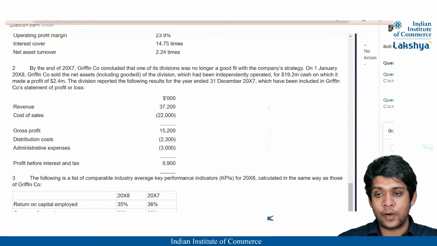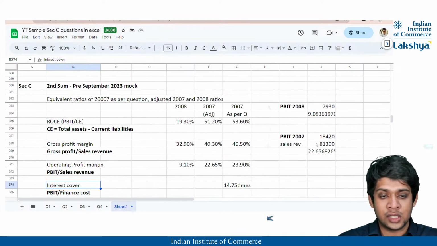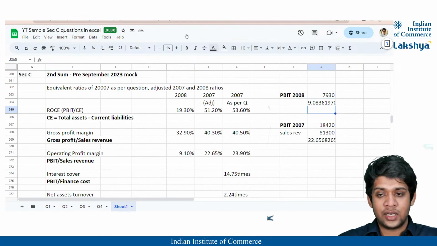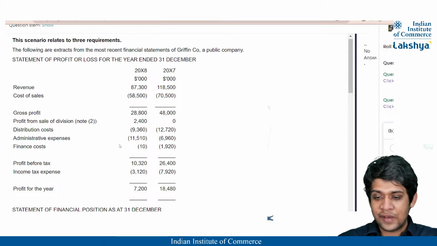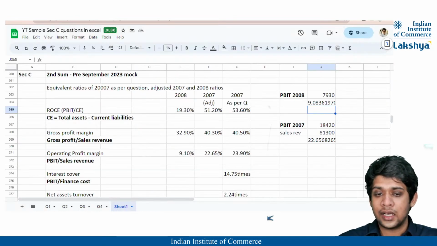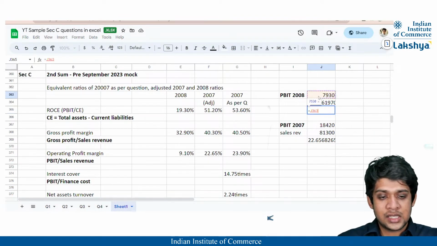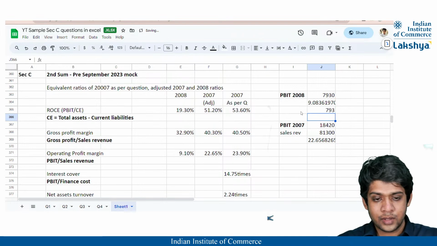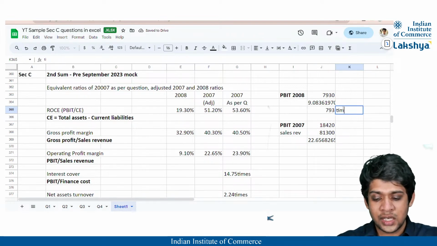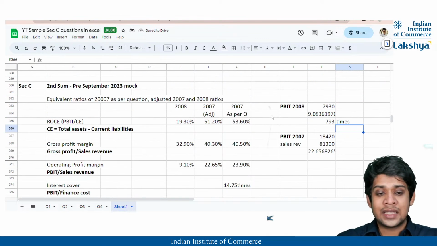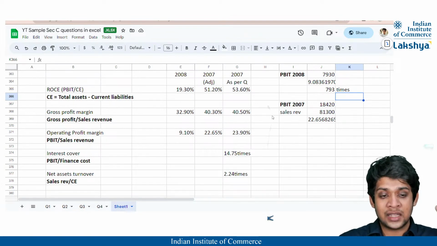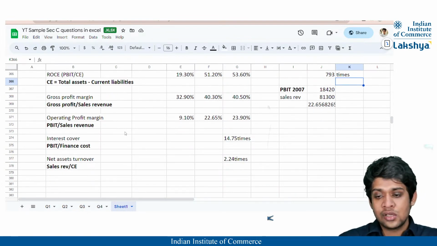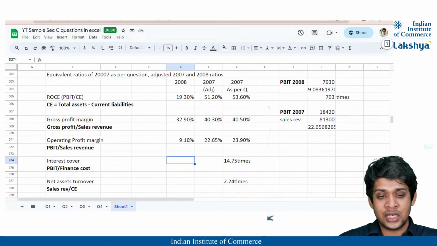So for interest cover, our profit before interest and tax is already calculated for both years. So it is 7,930. For interest cover, it will be nothing but profit before interest and tax divided by the finance cost, which is 10, right? For 2008, it will be nothing but 7,930 divided by 10. So that is 793. This will not be in percentage, it will be in times. It is representing the ability of the company's profit to pay off the finance cost, right? How many times can that profit pay off the finance cost? So that is what is being measured here. So it is measured in times. So that will be nothing but 793 times.